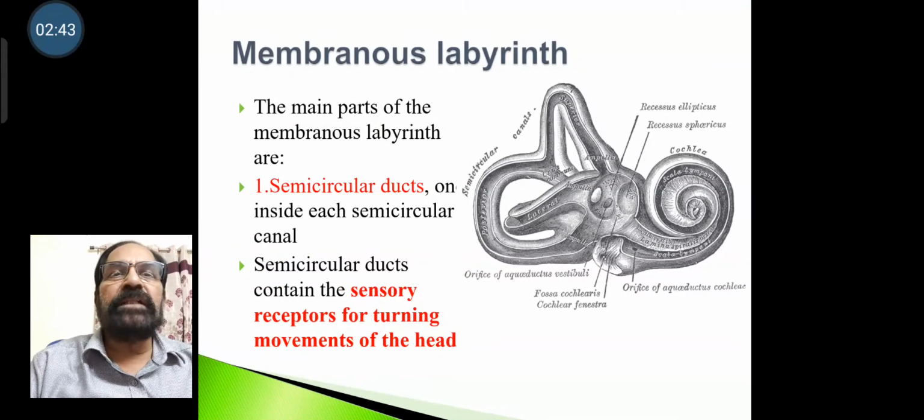The main parts of the membranous labyrinth are, as in the bony labyrinth, semicircular ducts. Inside each semicircular canal, the semicircular ducts contain the sensory receptors for turning movements of the head.